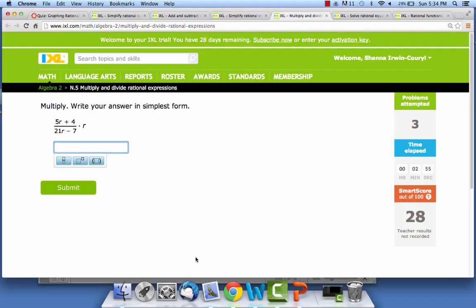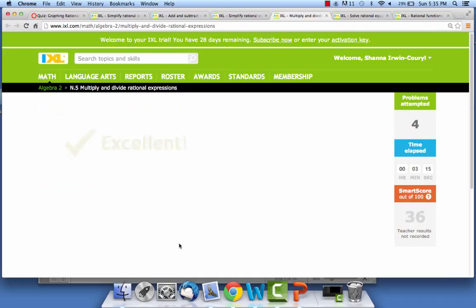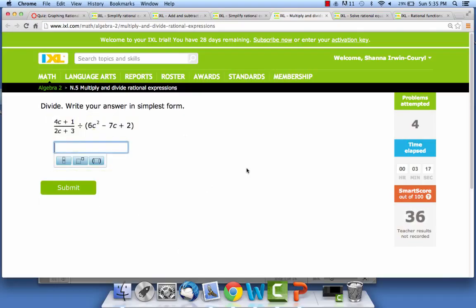Well, I mean this one, so it's times r, 5r squared plus 4r, so I'm just distributing the r through there. 21r minus 7. Okay, good, finally. Although I think this one may be worth doing in the future.